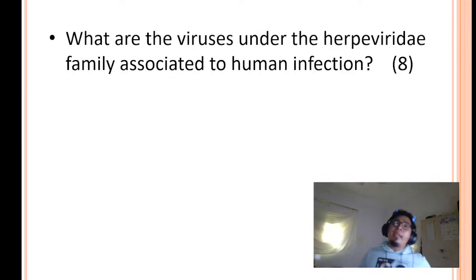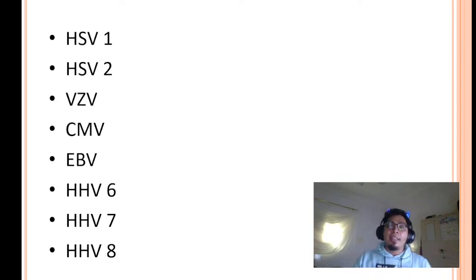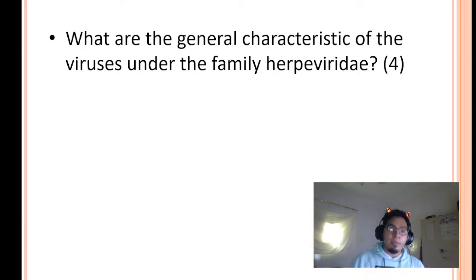Herpesviridae family. There are 8 viruses under this family, but we're going to talk about certain viruses under them. We just need you guys to have an overview of what we're going to talk about, and this is what we're going to talk about. Yeah, I know, so many numbers. I know, guys. But let me try to at least give you a little bit of information about each and every one of them. What are the general characteristics of the viruses under the Herpesviridae family? Well, they are capable of latent infections.